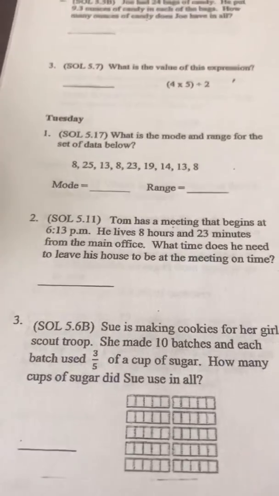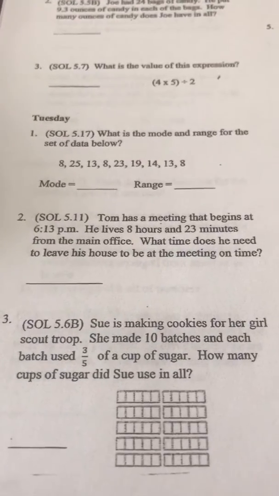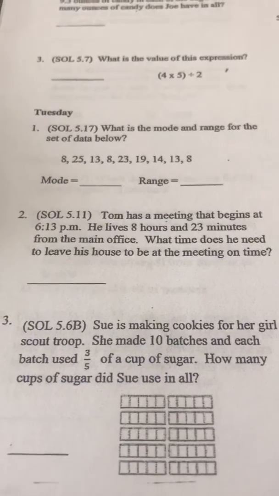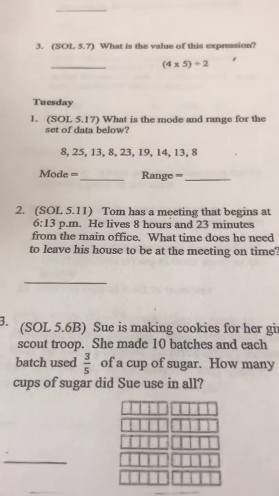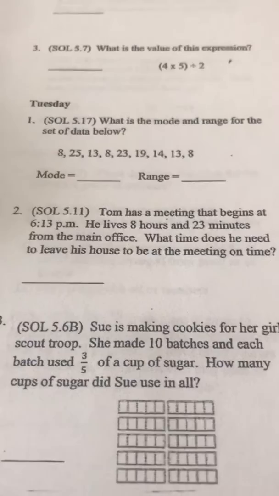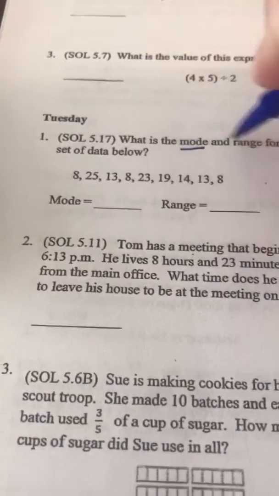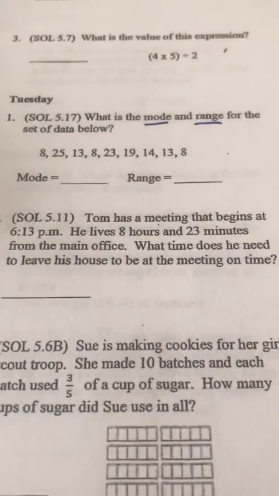We are going to do Tuesday on our DMR for number 27 together. So hopefully you've already done it. If you have not, you can do the video right along with me, and we will start with number 1. It says, what is the mode and the range for our data set?